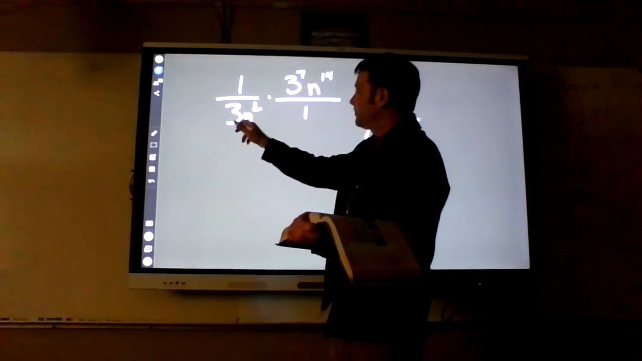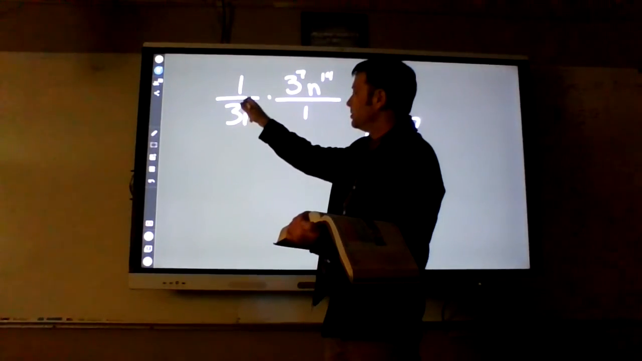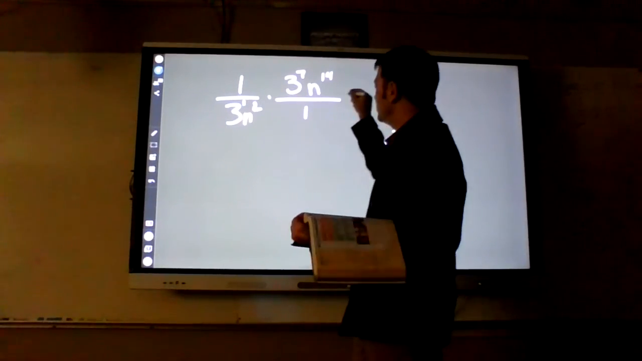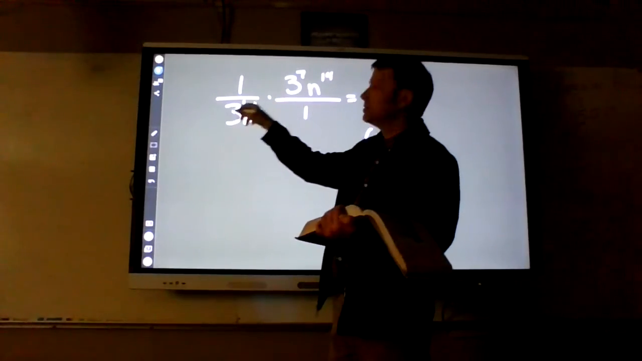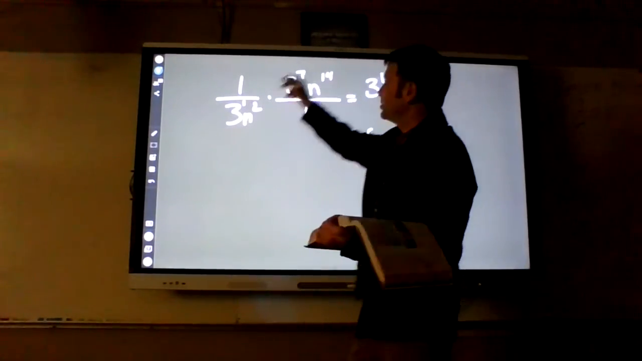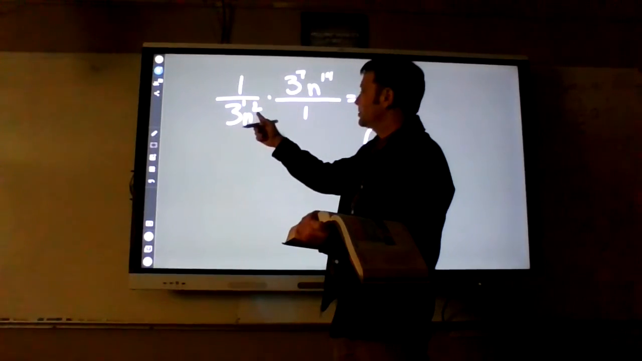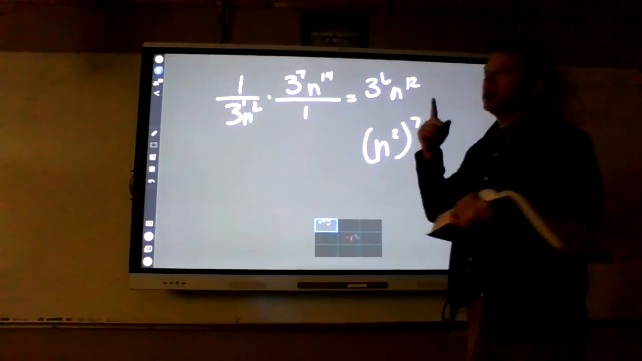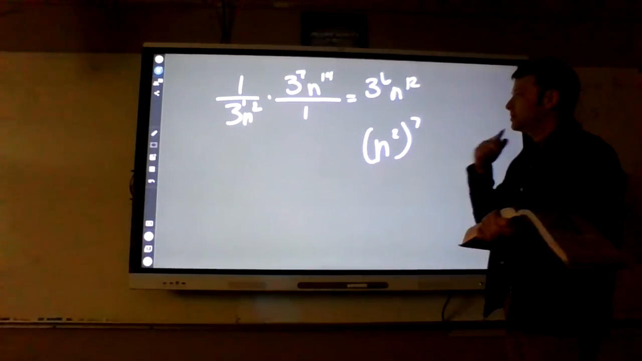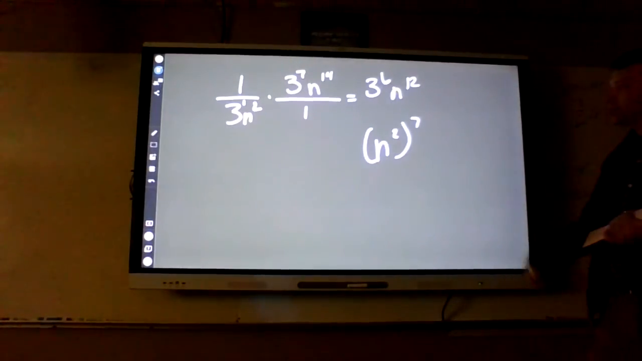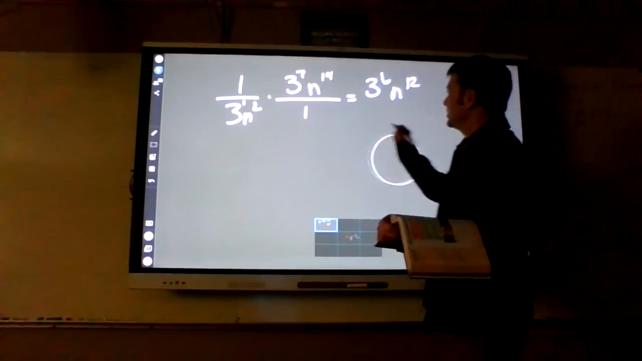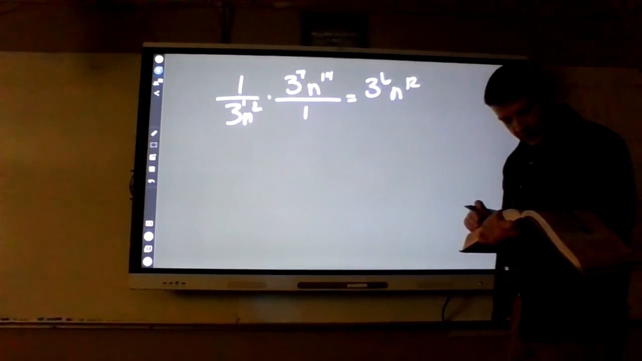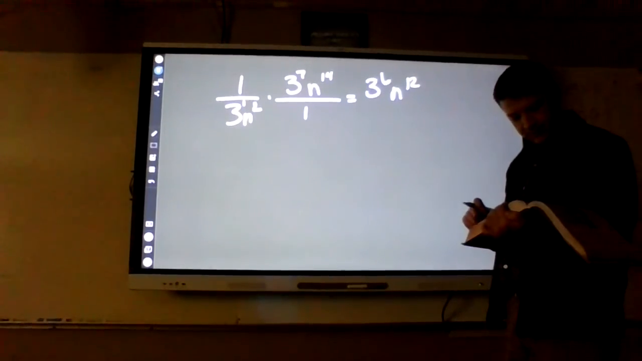So what's 3 to the 7th divided by 3? It's 3 to the 6th, just 7 minus 1. And what's n to the 14th divided by n to the 2nd? n to the 12th. Remember, when it's n divided by n, you subtract the exponents. They didn't simplify 3 to the 6th because it's really big.